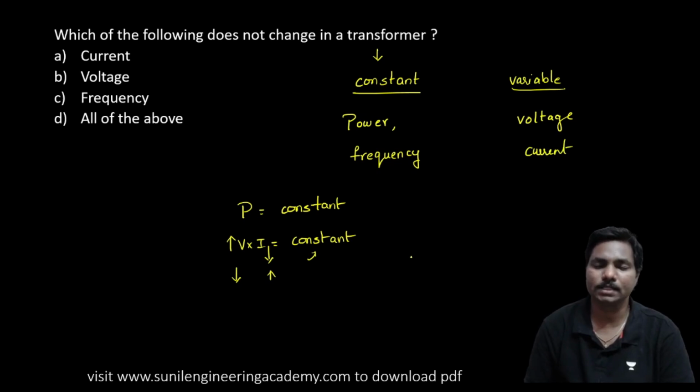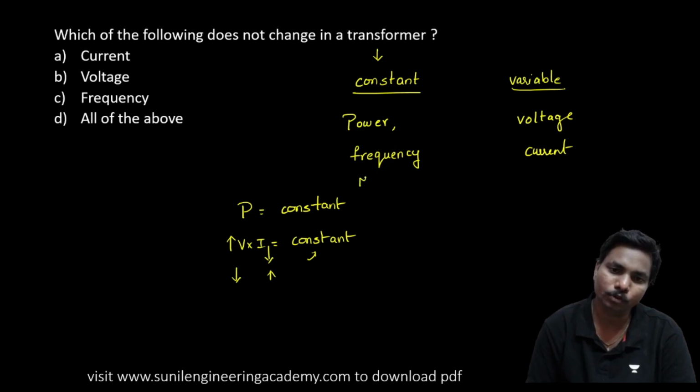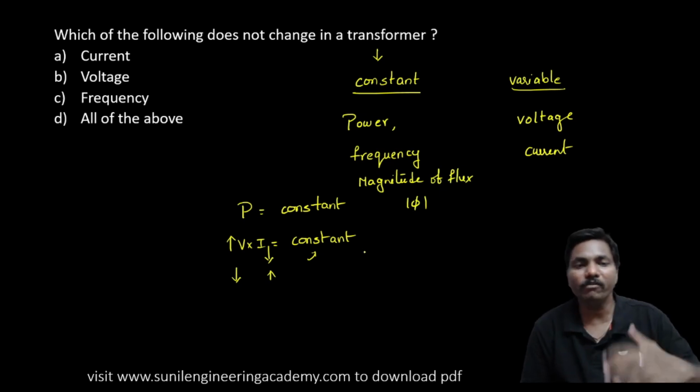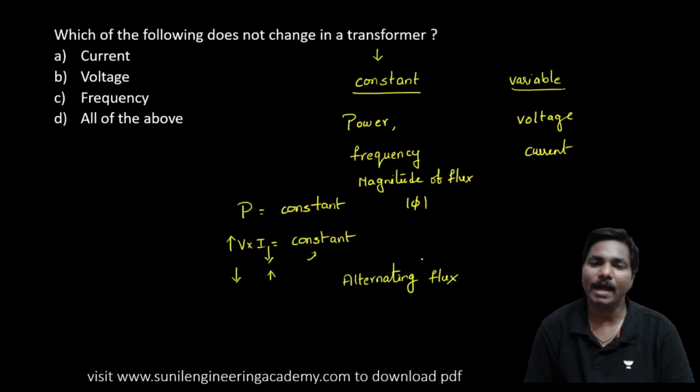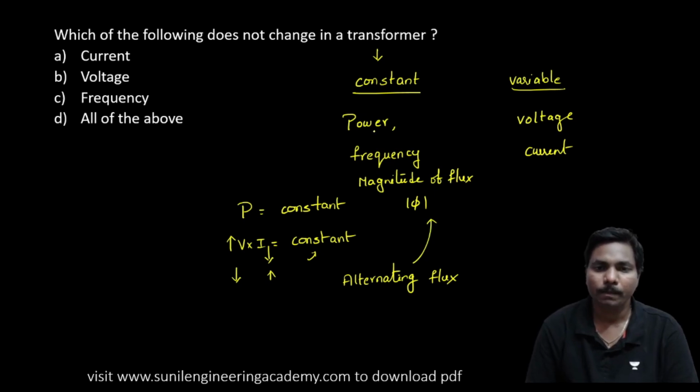And one more quantity is there, that is flux, magnetic flux. The magnitude of flux is also always constant. We require time varying flux, that is nothing but alternating flux, but the magnitude of flux is always constant. So here constant terms are power, frequency and magnitude of flux. Here frequency is given, so the answer is option C.